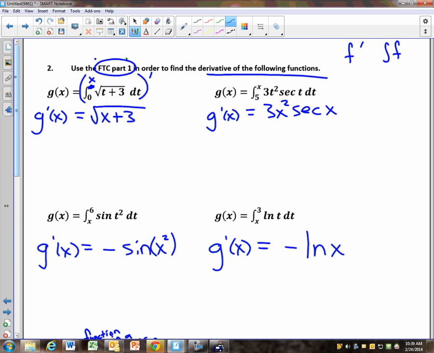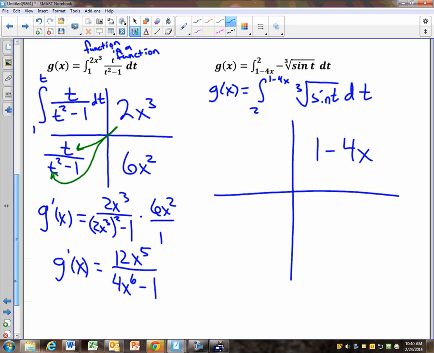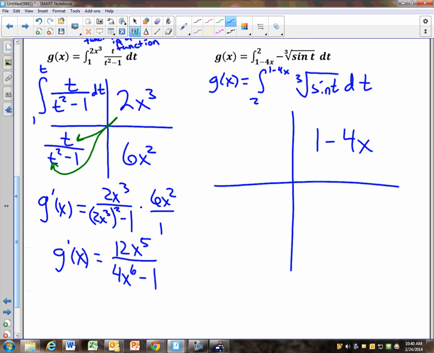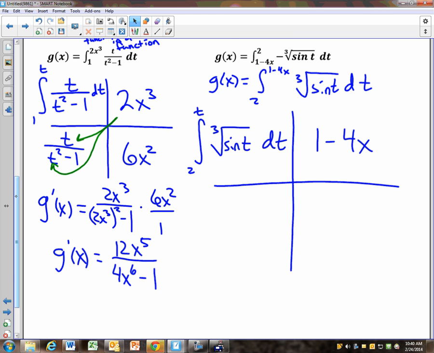I'm sorry, I said that. I'm not sure if you guys remember, we substituted the x in up here for the t. So that's why I said, what are we substituting back in? We would want to substitute that top piece in, that 1 minus 4x. And then the outer structure of the problem with another variable is going to be the integral from 2 to t. So 1 minus 4x is t. We got cubed root of sine of t. We have a dt. So we set up the chain rule. What is the derivative of the integral from 2 to t of cubed root of sine t dt?